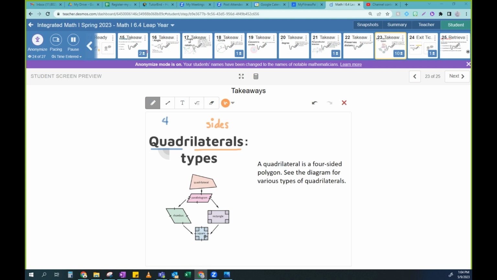What else can I ask you? Does a square have two opposite parallel sides? So I'm asking, is a square a parallelogram? Yes, very good. The answer is yes.